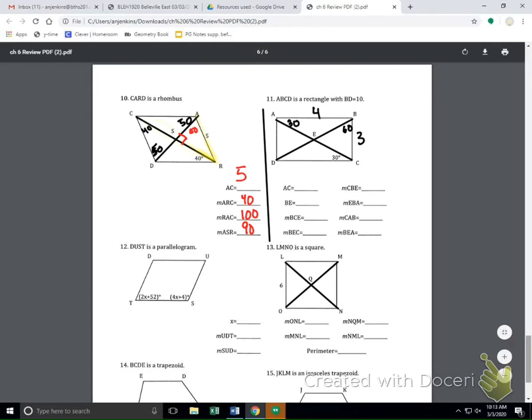Okay, the next one up is that weird rectangle. We can do AC first. What's the distance of AC have to be if you know BD?